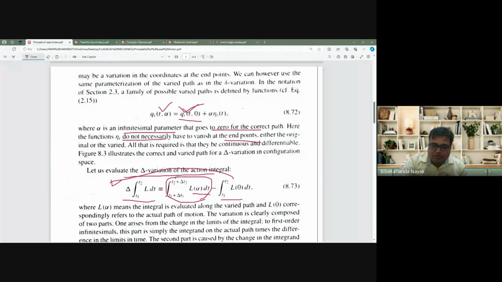This is the total path. T1 plus delta 1 or T1 plus delta 2 is equal to the exact path from T1 to T2 plus a variation path. So the variation path means change. Change in path is equal to new path minus old path. Suppose this is your actual path and this is your new path. Delta variation means the change. Change is equal to new path minus actual path.